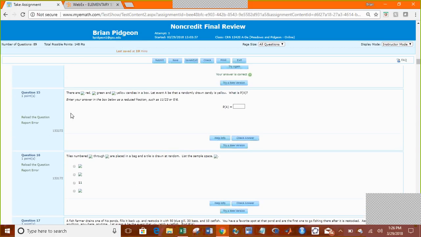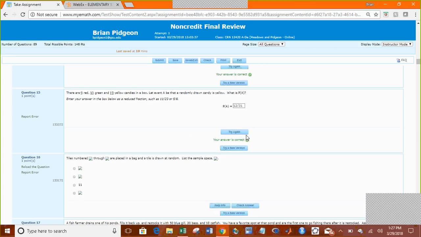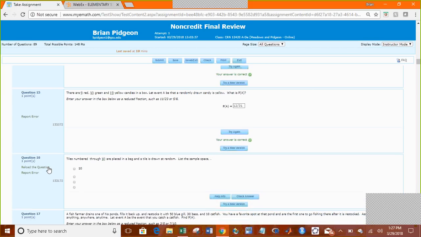Let's reload. Alright. So there are 9 red, 10 green, and 12 yellow candies in a box. Let event A be the event of drawing a yellow. What's the probability of A? Well, we know that there are 12 yellow candies in the box, so we just need to figure out how many are there total. 9 plus 10 plus 12 is 31. So we have 31 total. How many of them are yellow? 12. There we go. Reload the question.